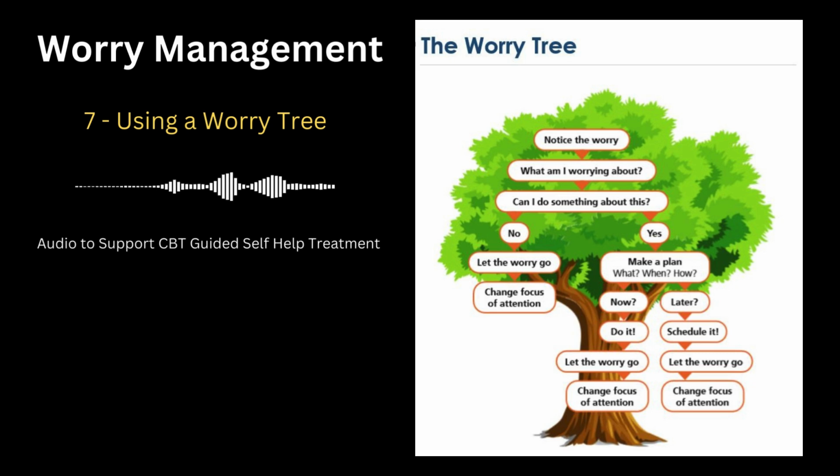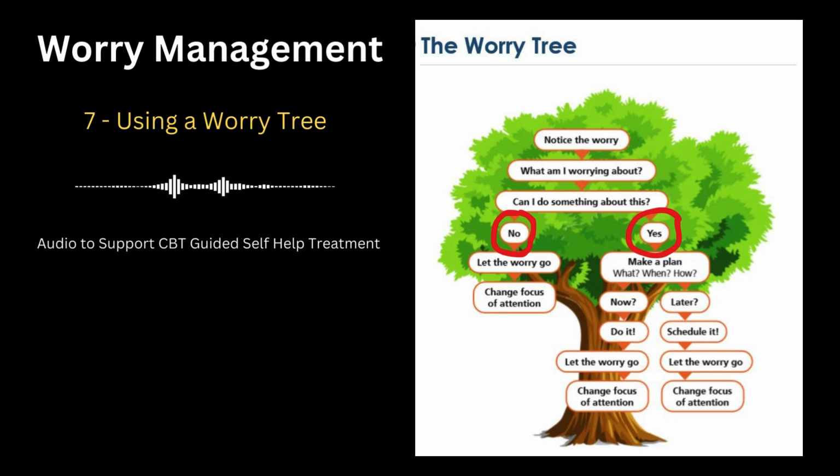The first question at the very top of the tree is, what am I worrying about? For example, if we use the worry of, what if my husband leaves me? We've identified the worry. Now the next question is, can I do something about this right now? In all honesty, there isn't a lot that I could do. So the possible answers are yes or no.